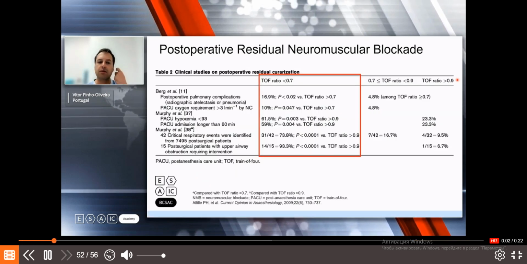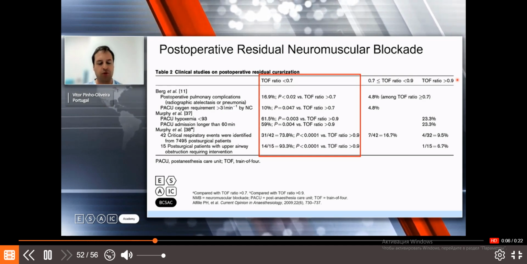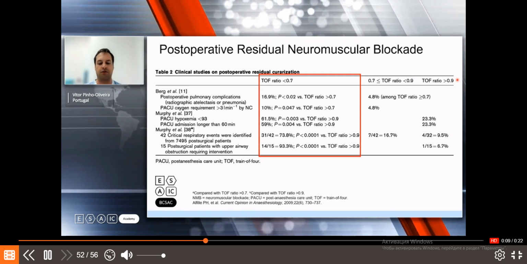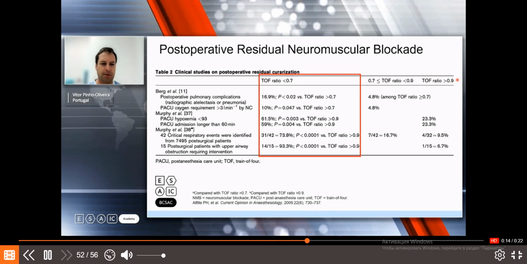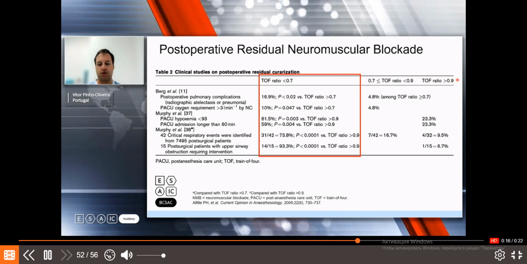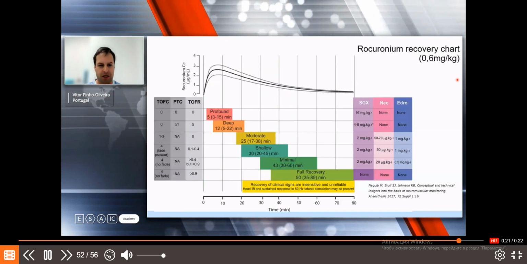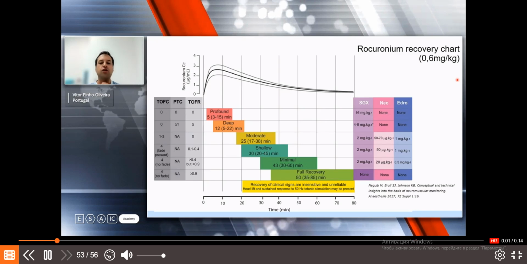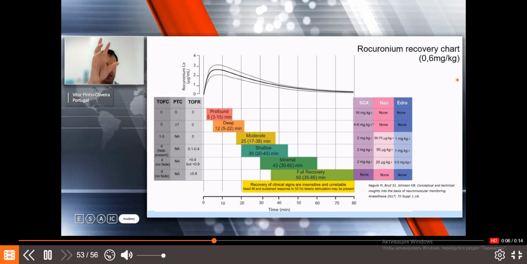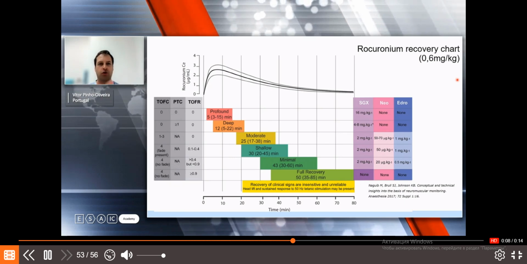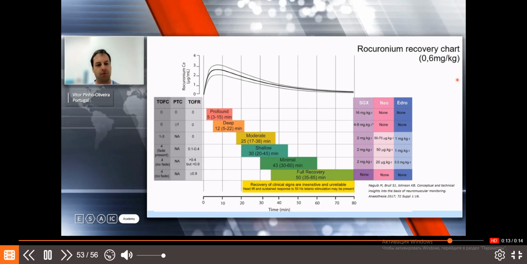So the clinical postoperative residual curarization is related to the increase of pulmonary complications, to the need of more oxygen requirements, more incidence of hypoxemia, more critical events, and also it is associated with obstruction of the upper airway. This is a very useful chart published in Anesthesiology to guide us through the use of rocuronium, differentiating what is the profound, the deep, and the moderate.